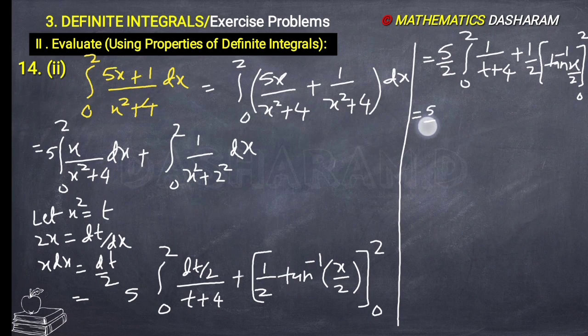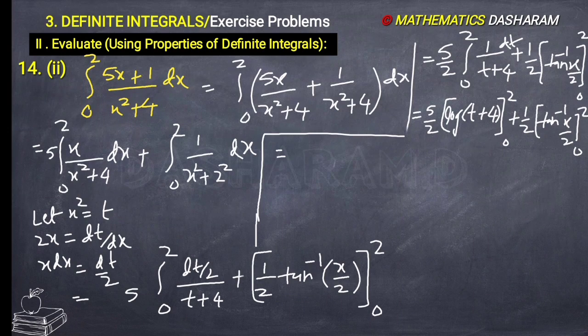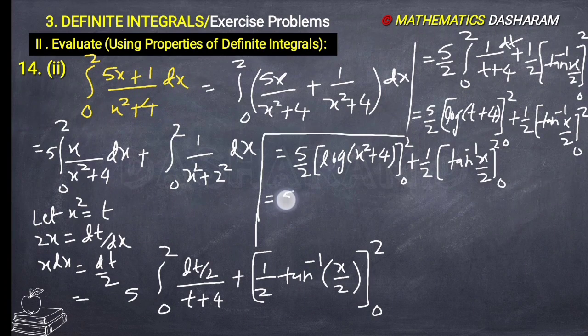So 5 by 2 integration 0 to 2 of 1 by t plus 4. What is the formula for 1 by t plus 4? Log t plus 4, from 0 to 2, plus 1 by 2. So 5 by 2 log, substitute the t value. Now substitute the limits. 5 by 2 bracket of log, here first 2 square plus 4, minus log 0 square plus 4.